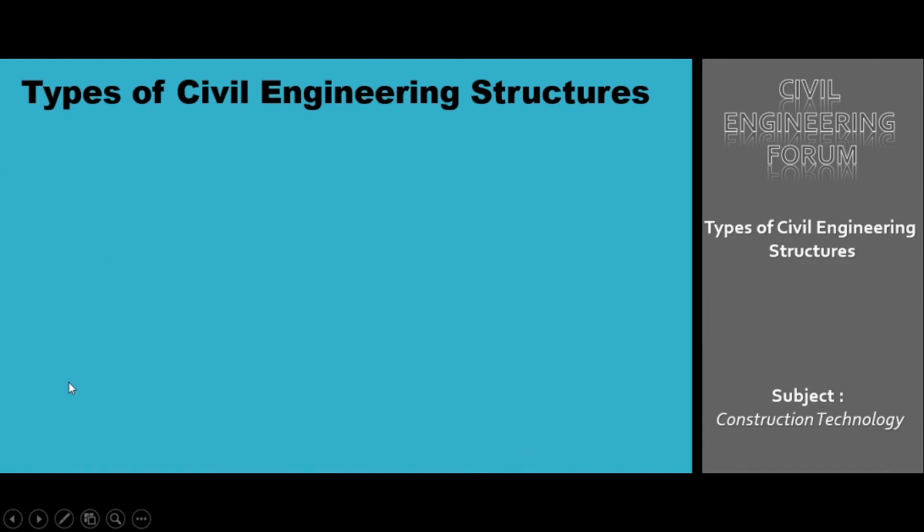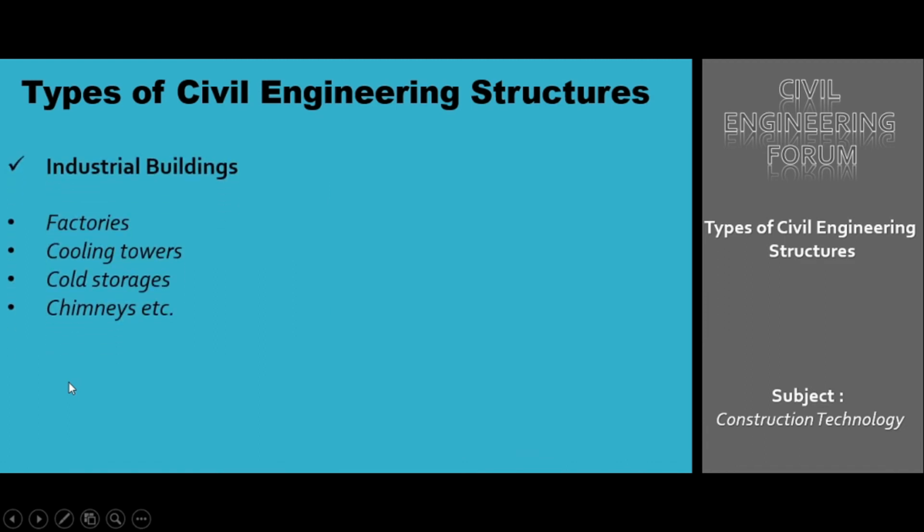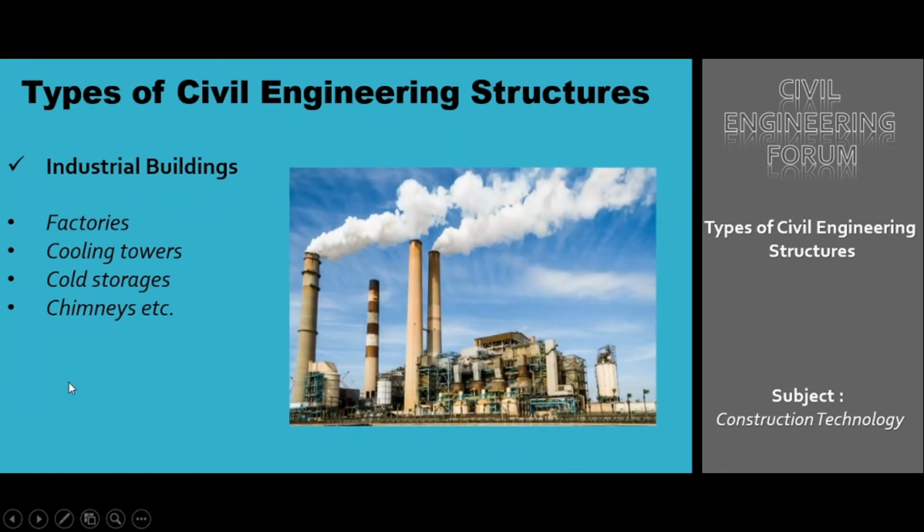Then our next civil engineering structures are industrial buildings. So factories, cooling towers, cold storages, chimneys, etc. are the structures which are included in this category, where the first one are factories. So these are the buildings or group of buildings where goods are manufactured or assembled chiefly by machinery. Then we have cooling towers. So these are basically the concrete towers used for cooling water or condensing steam from an industrial process.